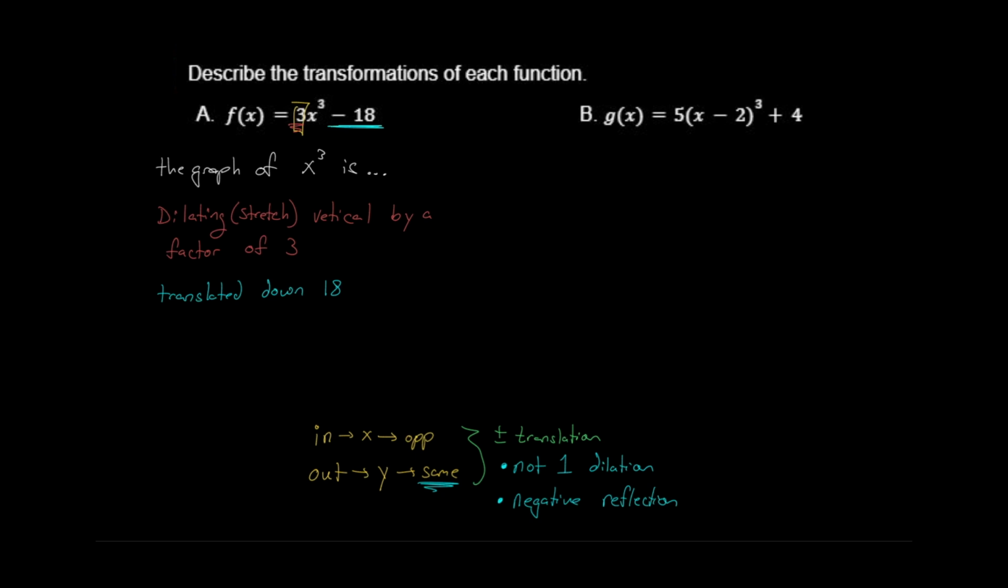And for the one on the right here, this is also an x to the third graph. So starting with multiplication, I do see multiplication. We have times 5. This is on the outside, so it's going to affect the y values. And since it's on the outside, we are going to be multiplying by 5 instead of dividing.